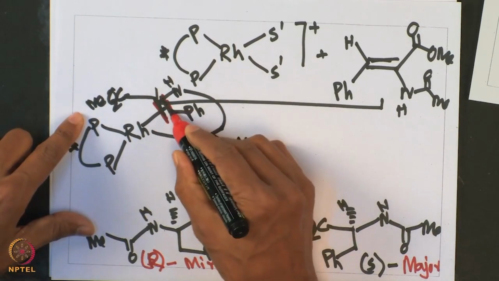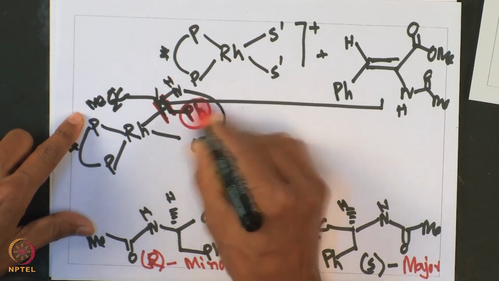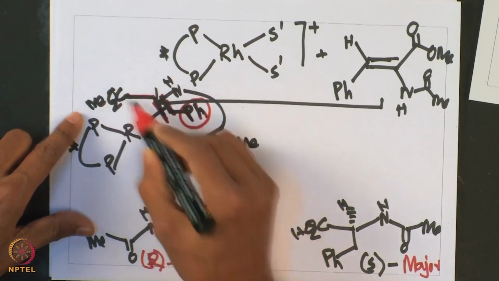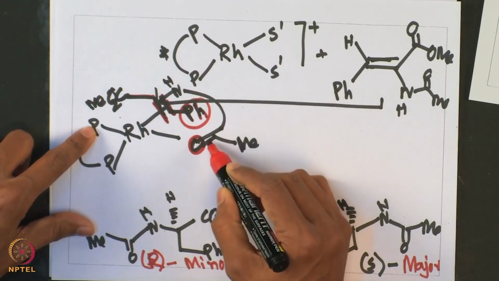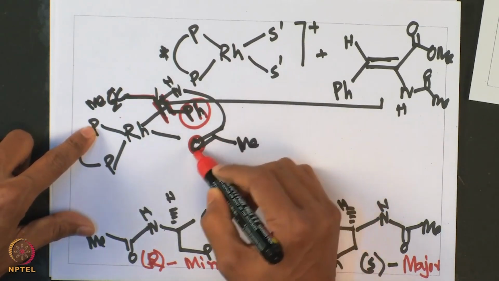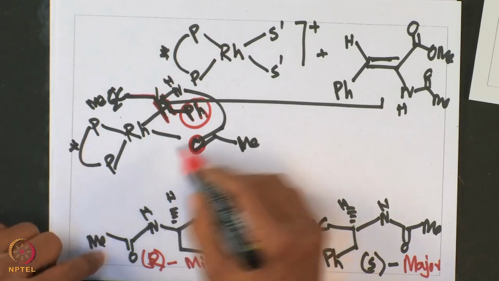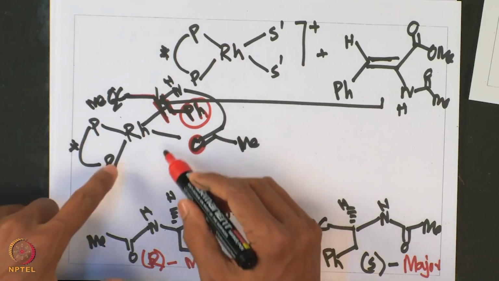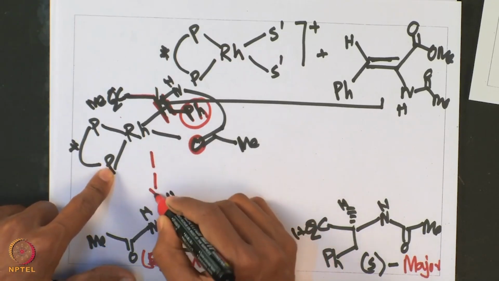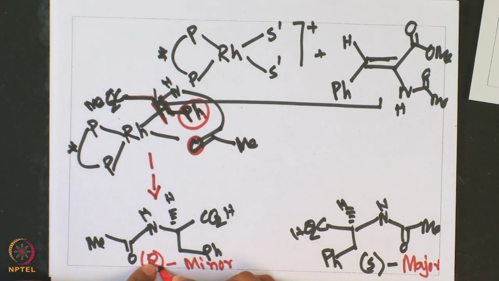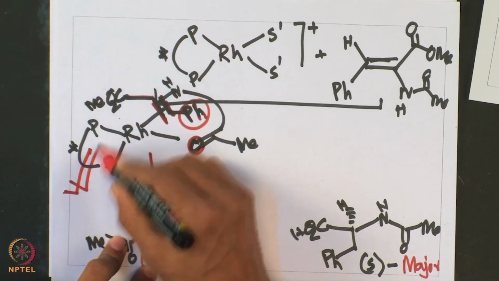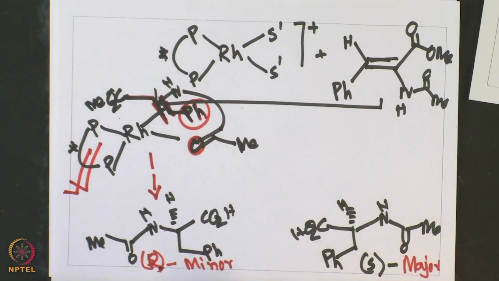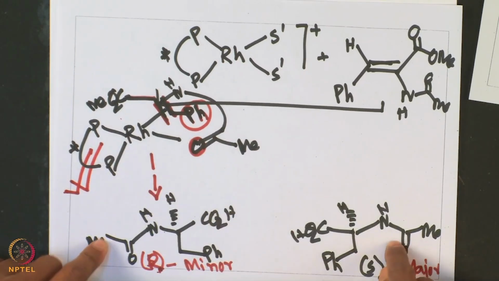The olefin is coordinated, and you have a phenyl over there and CO2Me on this side, and the ketone, that is NHCOMe, is associated with the rhodium in this fashion. Now, this one in principle should lead to the R product. This is the only observed intermediate, but the product that we see is the S.